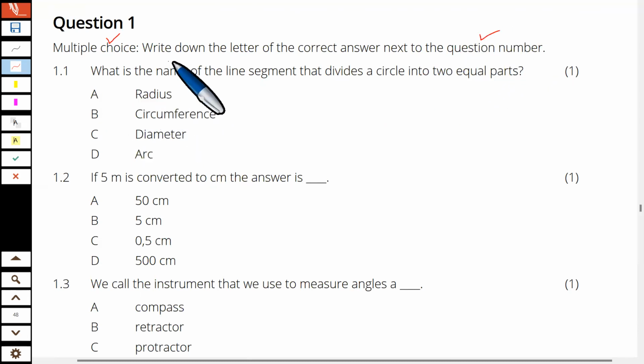What is the name of the line segment that divides a circle into 2 equal parts? Is the answer A or B or C or D or neither of those? In other words, is the line called a radius? Is it called the circumference? Is it called a diameter? Is it called an arc? There is one answer to this question. Right, your thoughts, please, on this one here.